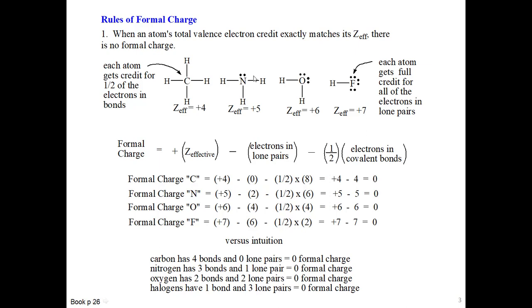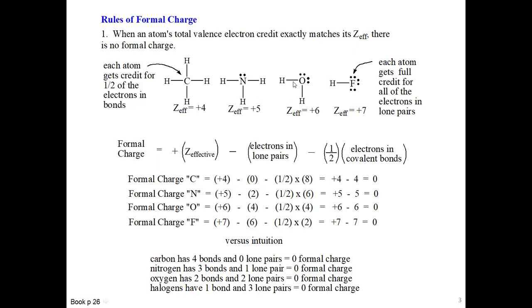If we went to nitrogen, this would be ammonia. Nitrogen has a +5 Z effective. It has 2 electrons in a lone pair, so it gets credit for both of those. And then 1/2 of the electrons in the bonds, there's 3 bonds, so 1/2 of those would be 3. So we get 5 - 5, 0 formal charge. And that's the way nitrogen will be when it has 3 bonds.